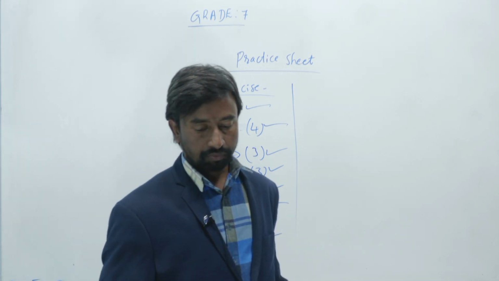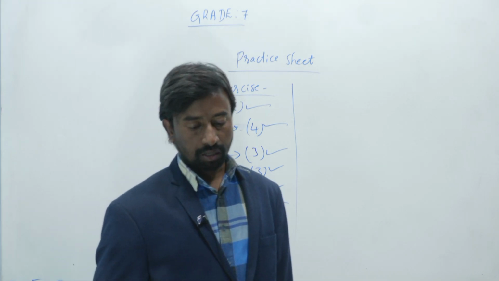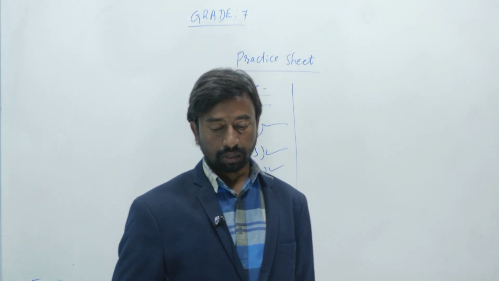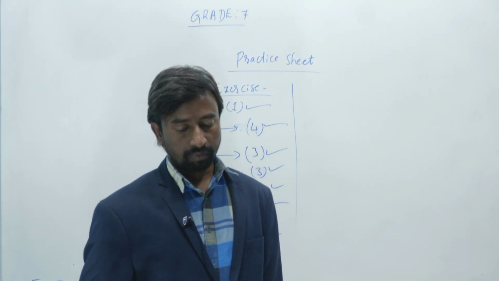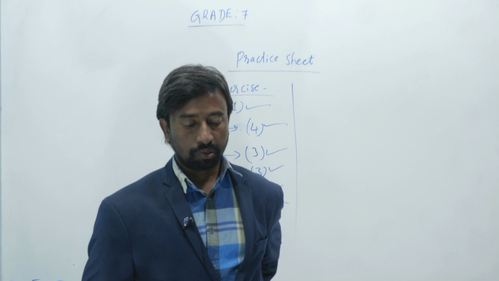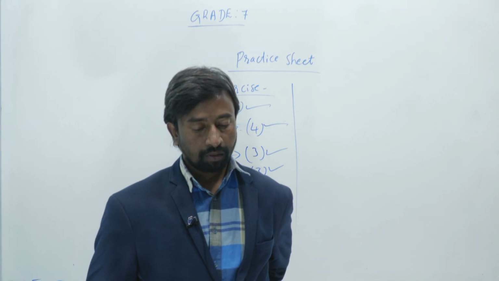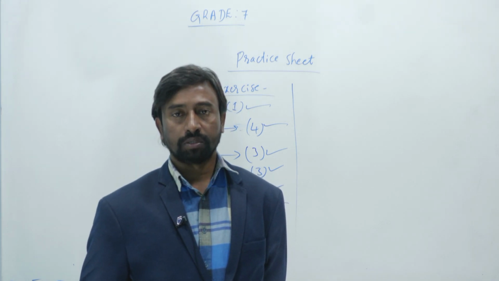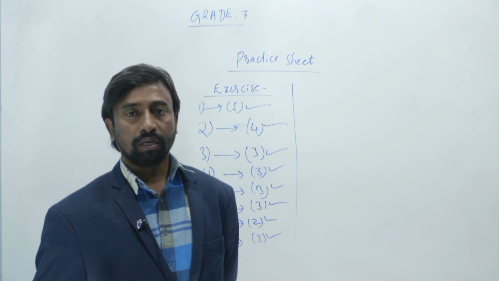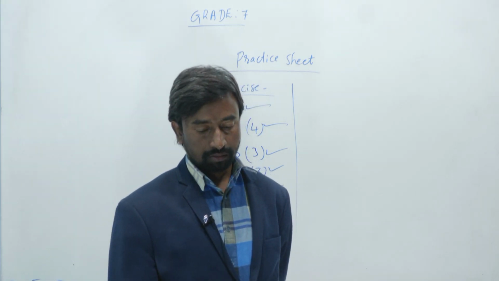The ninth one: which of the following works on the principle of Newton's third law? Rowing a boat, a man walking on the floor, both 1 and 2, or neither 1 nor 2. So both 1 and 2 we can add. Rowing a boat is an example of Newton's third law, and so is a man walking on the floor. We apply the force backward so that we move forward.